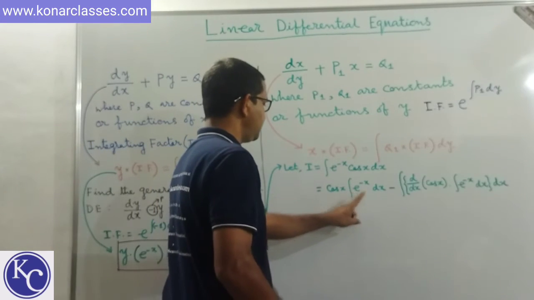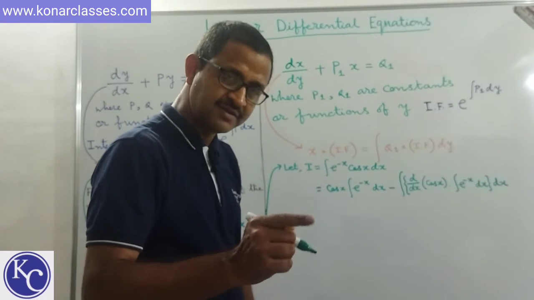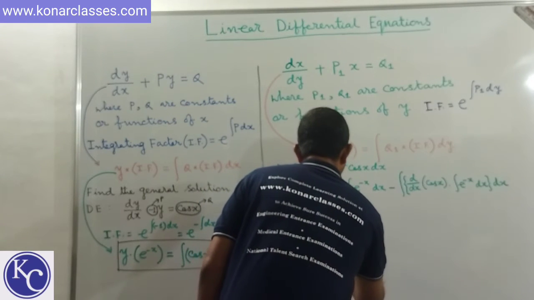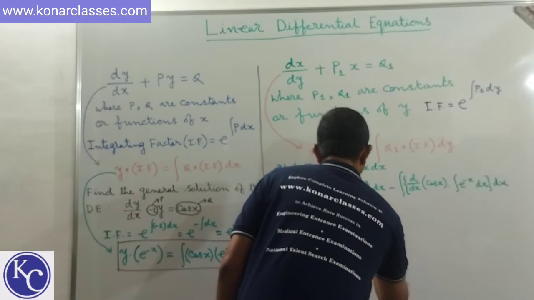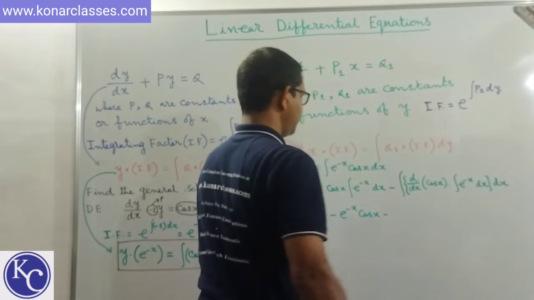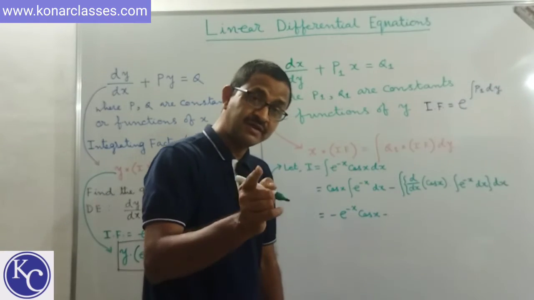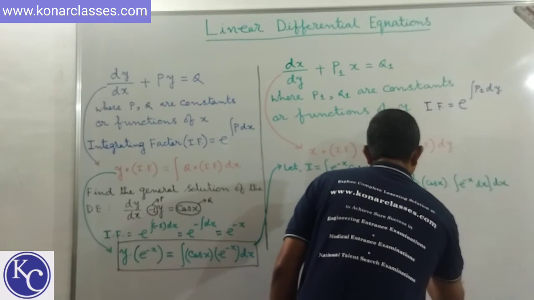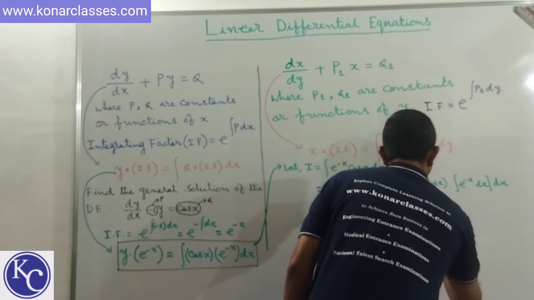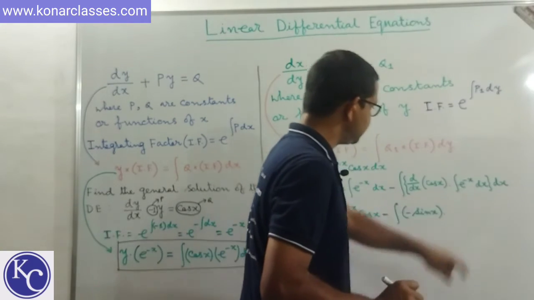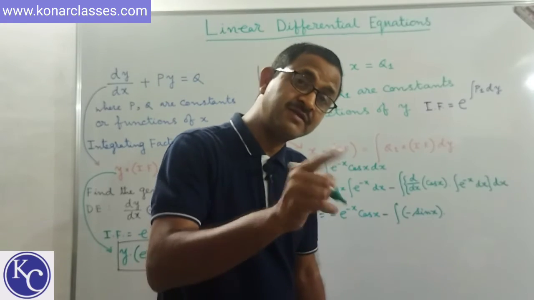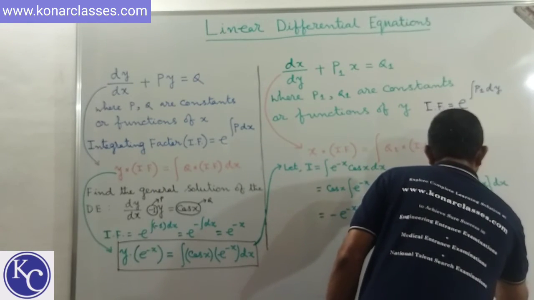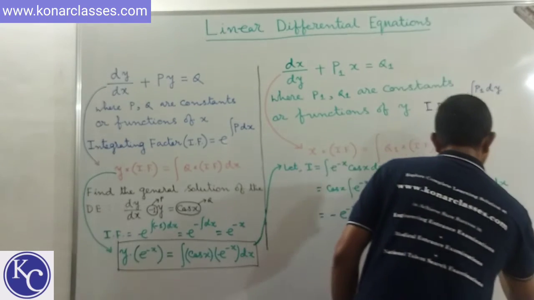Now what is integration e power minus x dx? It is minus e power minus x. That is equal to minus e power minus x into cos x, minus, what is the d/dx of cos x? It is minus sin x. So here we write minus sin x into integration e power minus x dx, which is minus e power minus x. So minus e power minus x, and the entire thing dx.